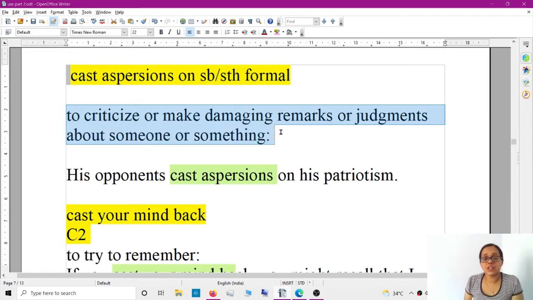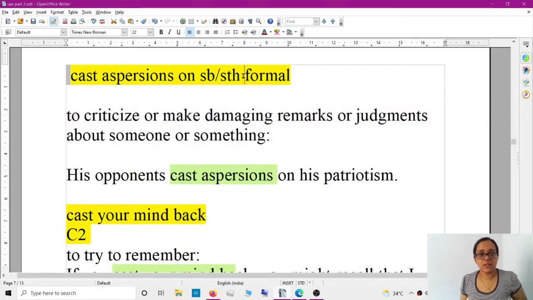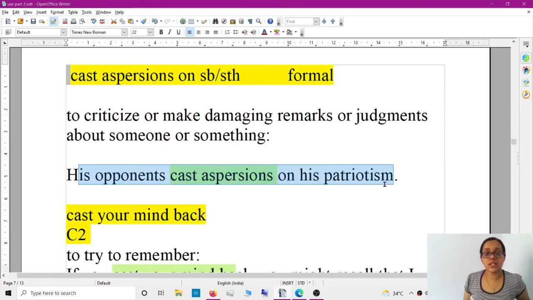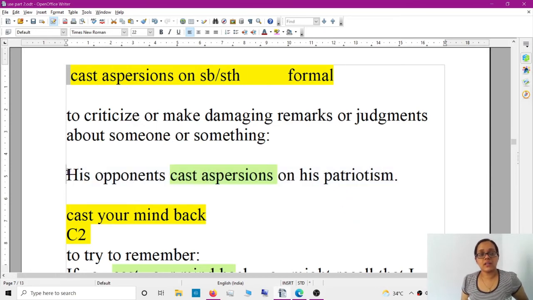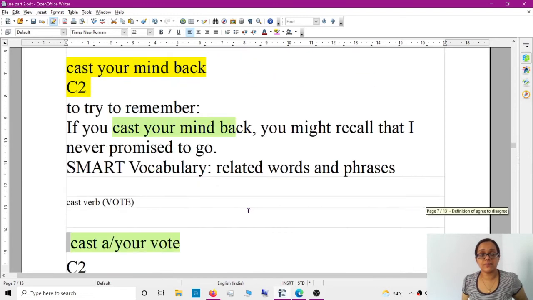To criticize or make damaging remarks or judgments about someone or something, that is known as cast aspersions on somebody or something. So this is a formal language, cast aspersions, which means defamation. His opponents cast aspersions on his patriotism.